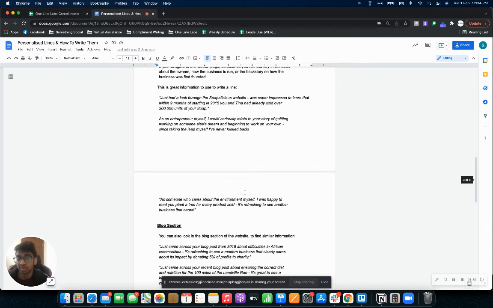Another one is, as someone who cares about the environment myself, I was happy to read you plant a tree for every product sold. It's a refreshing to see another business that cares. Now, a lot of people do have their CSR activities on their website or something that they do for others, and this is something that they're honestly really proud of. So if you comment upon that, they'll be happy that you noticed the initiative and you're not just here to sell, but because you saw that they do something good.